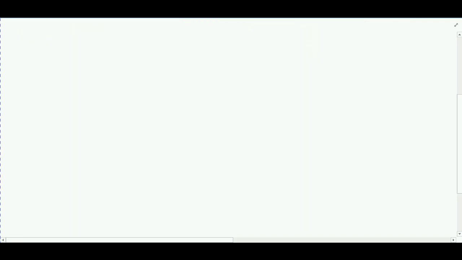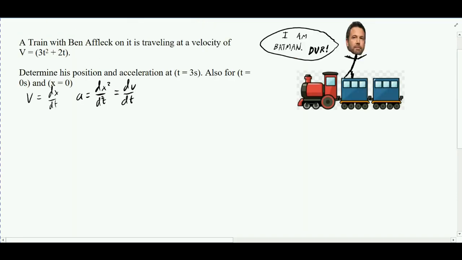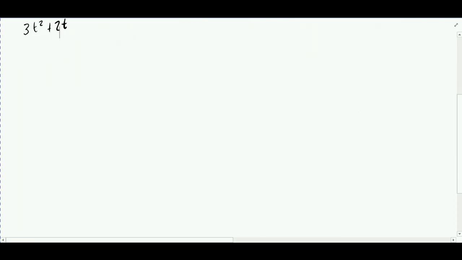Let's scroll down and get some room here. Let me just copy this formula: 3t squared plus 2t. That's all we really need to know. We're solving for it at t equals 3 seconds. So what's the velocity at t equals 3 seconds? Just plug it in, right? What's your velocity at 3 seconds?